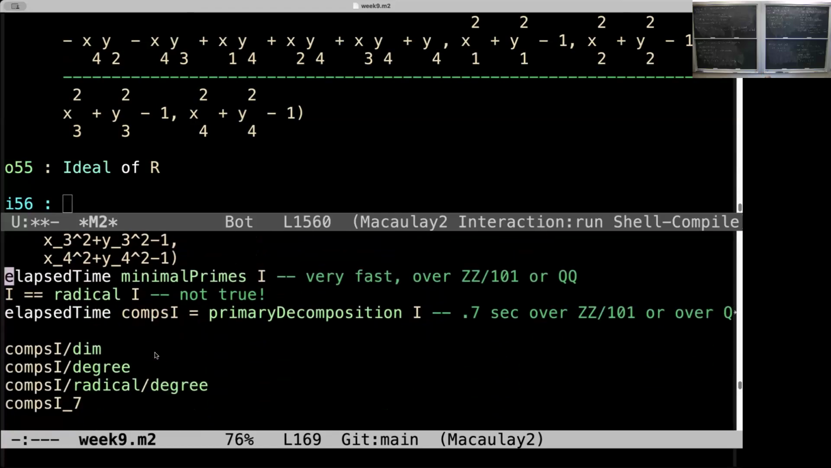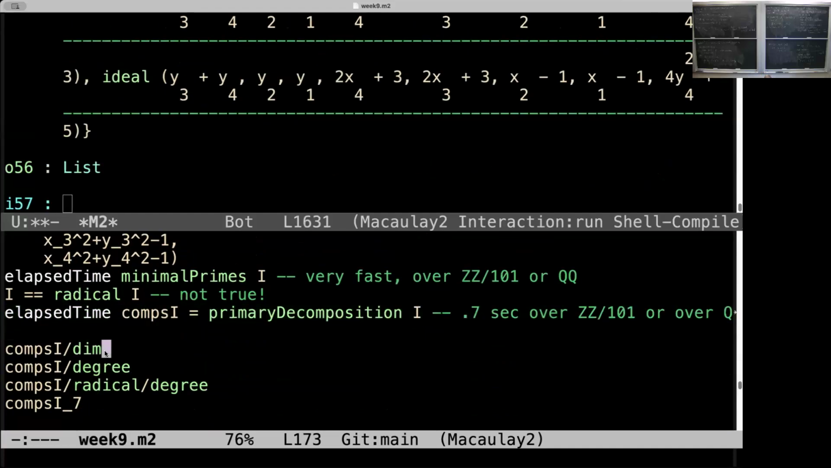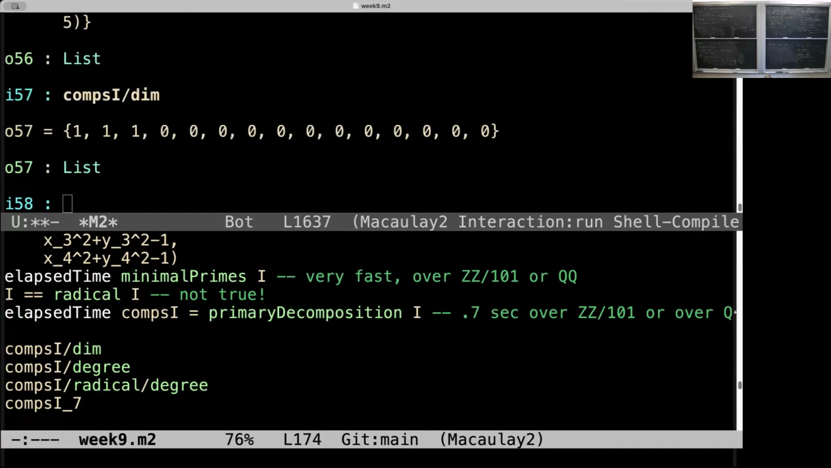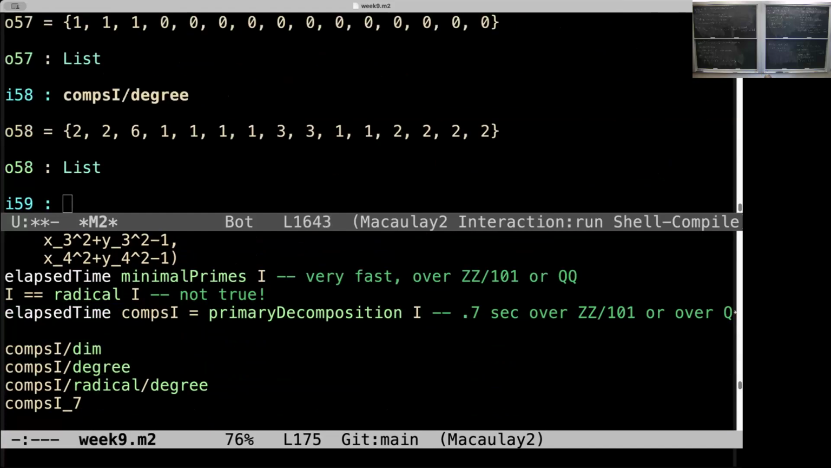We already did these things, and actually, see, if I do this, let's just do the components. And if I do dimension of each one, it's 1, 1, 1, and a whole bunch of zeros. If I do degree, I get 2, 2, 6, and a whole bunch of small numbers. Radical and degree, notice what happens here. The degrees, each of these components correspond to the same one. These 2 3s, though, became 1s. That means these are primary components corresponding to those primes. Everything else looks like it didn't change, so those are all primes probably.